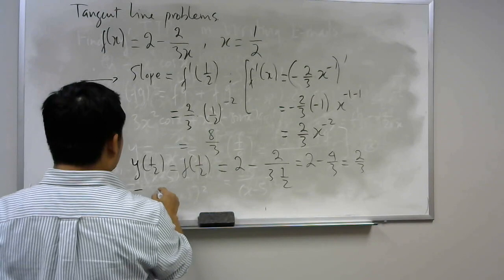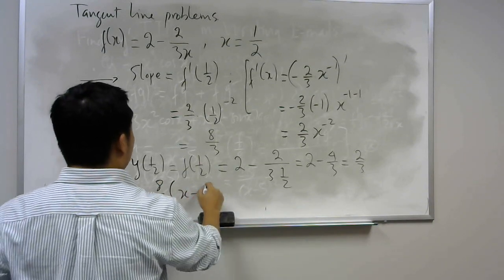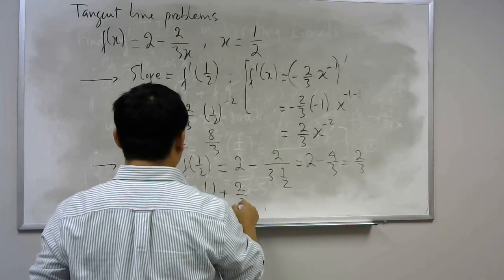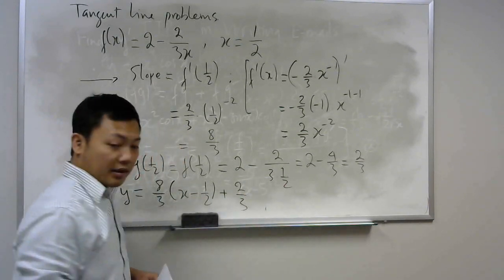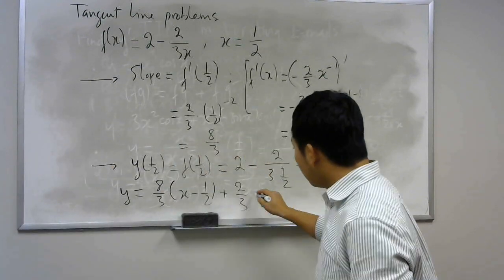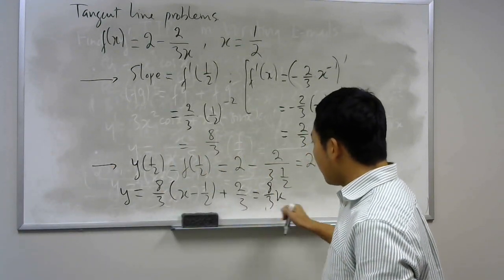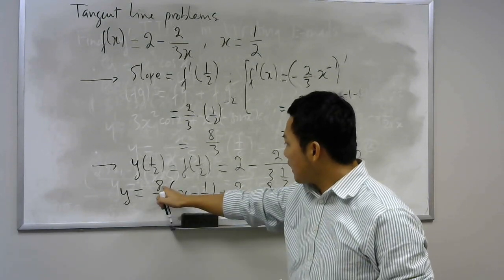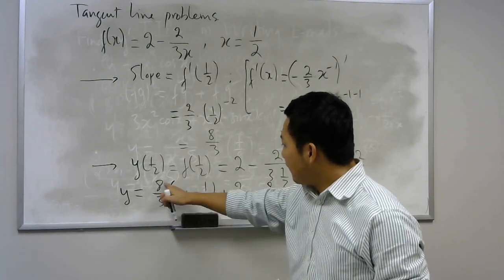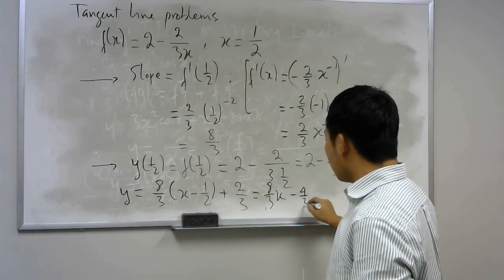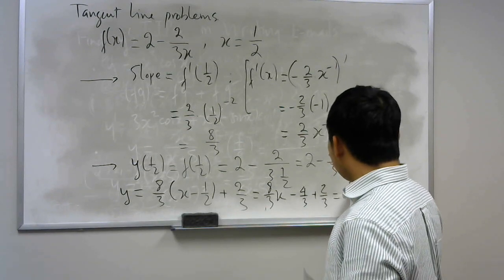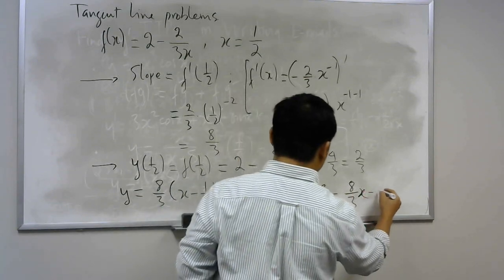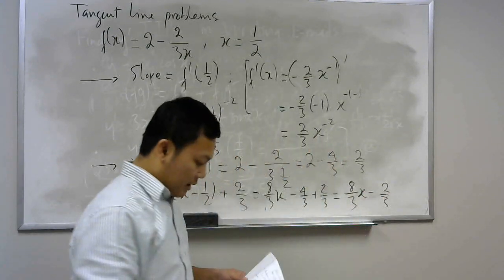y equal to the slope, 8 over 3, times x minus 1 over 2, plus 2 over 3. And then you can simplify that to find the answer. So let's simplify that. Here you have 8 over 3 x, right? And then 8 over 3 times negative 1/2. So the 8 with 2 will cancel out, so I can simplify it: negative 4 over 3 plus 2 over 3. And then that is 8 over 3 x. Here, negative 2, so I have negative 2 over 3. That is the answer.